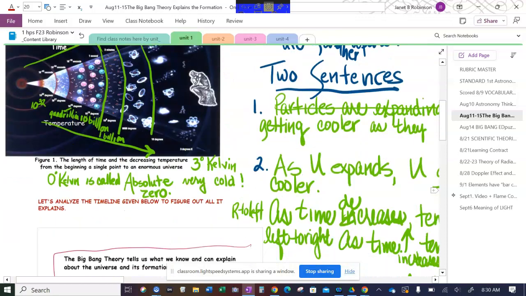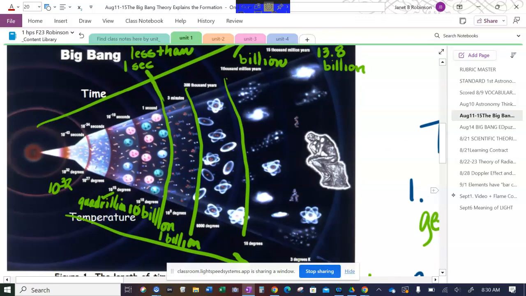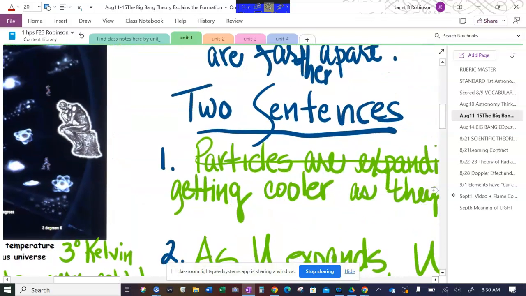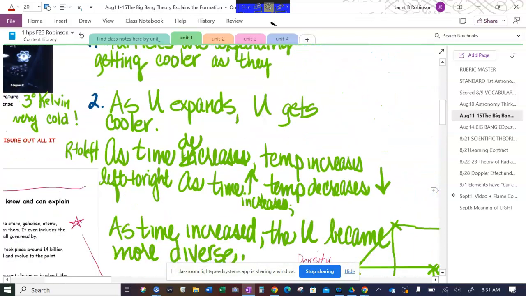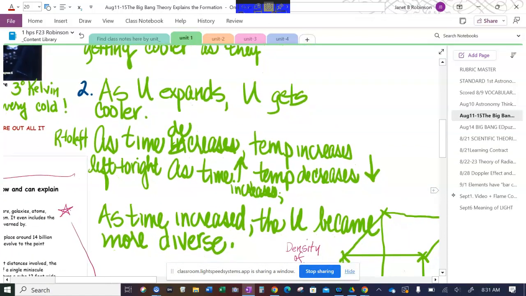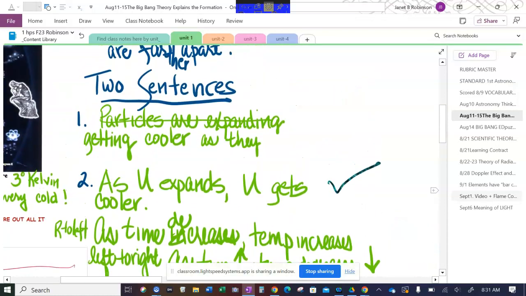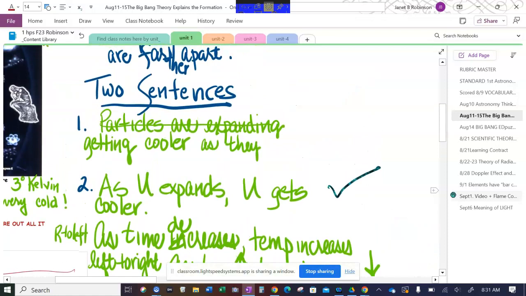All right, so I want to go down here. Remember we looked at this diagram and you were trying to figure out in sentences what this diagram meant. As the universe expands, the universe gets cooler was one. This one I crossed out, particles are expanding, because it's not the particles that are expanding, but the space between the particles that's expanding.